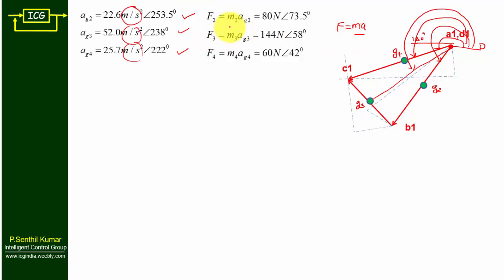We already know the mass of the crank, the mass of the connecting rod, and the mass of the rocker from the given data. So multiply those parameters with this value. You will get 80 Newton, 144 Newton, 60 Newton. Again, 180 is common, so remove 180 from all the terms. You will get 73.5 degree, 58 degree, 42 degree.